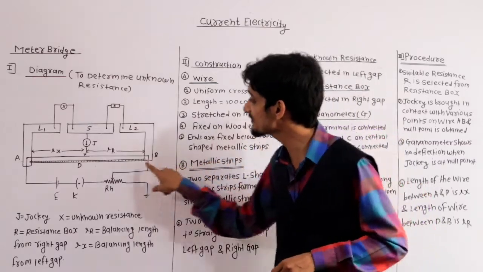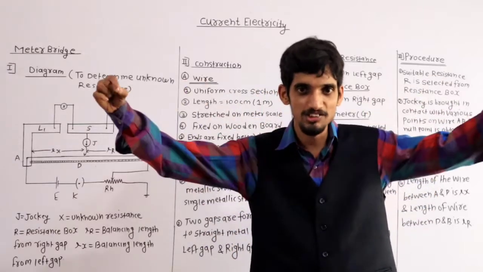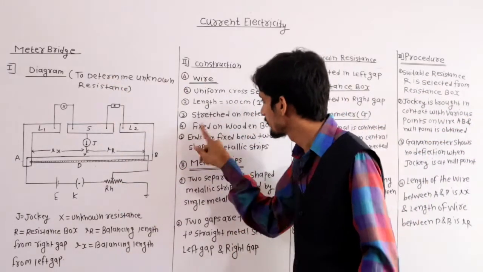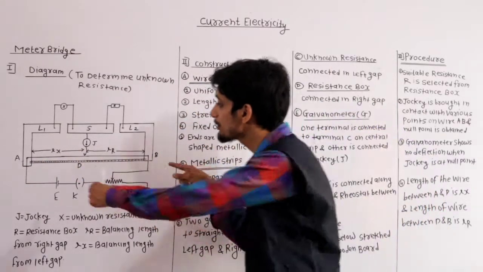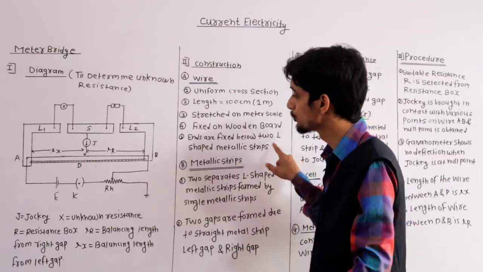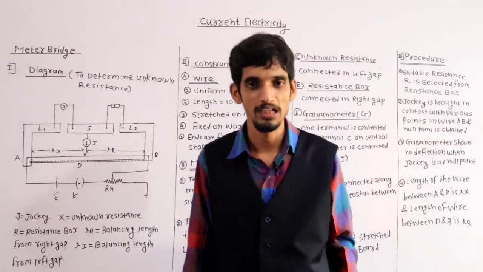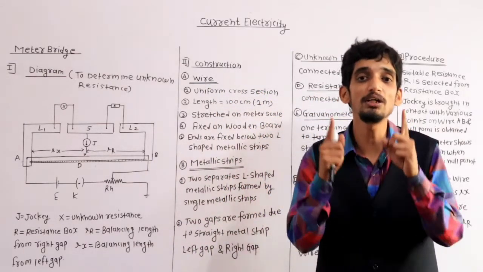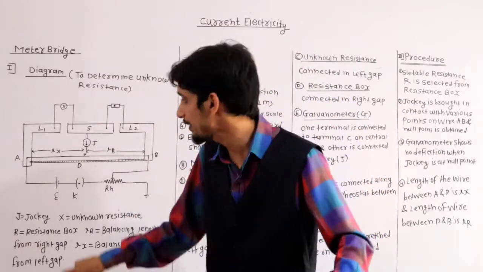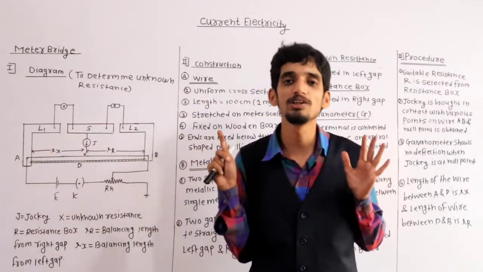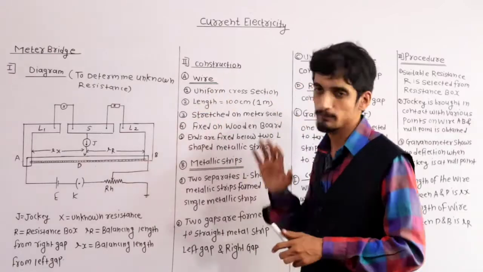Third point is what? This wire is stretched on the meter scale. Fourth, it is fixed on the wooden board. And the last point is what? The ends of the wire are fixed at two different points which are connected to two L-shaped metal strips. It means this wire is connected between two L-shaped metal strips, and the end points of the wire are connected at point A and at point B. So these are the different points about this wire.